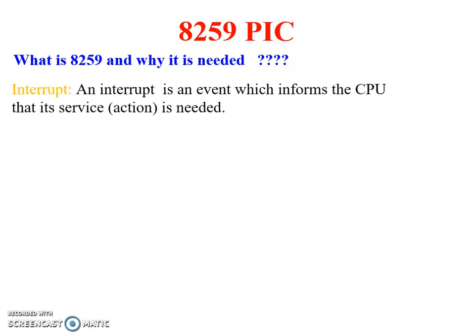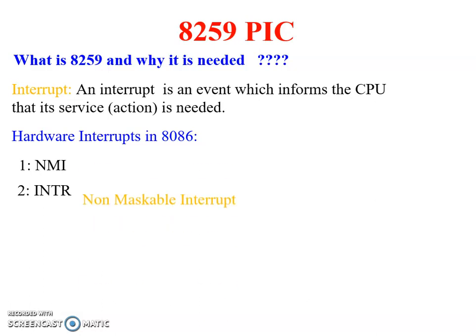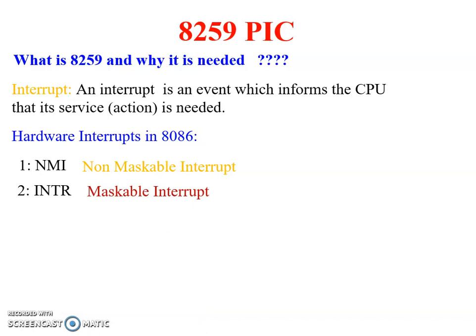Now what is an interrupt? An interrupt is an event which informs the CPU that its service action is needed. We know in 8086 there are two hardware interrupts. First is NMI and second is INTR. NMI is a non-maskable interrupt and INTR is a maskable interrupt.